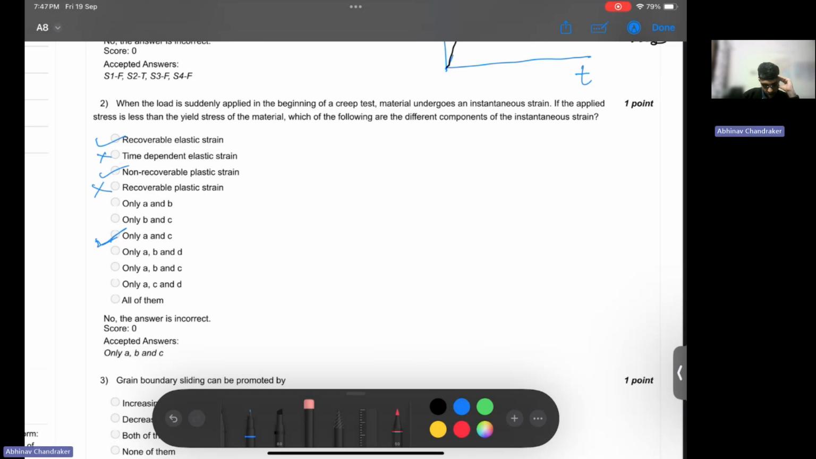It says B is also correct. Time dependent elastic strain. Maybe it's just that you are loading in the machine. It is a machine related characteristic that when you are loading it, it takes some time for the load to get applied or the strain to get measured. Very likely the strain measurement takes some time, so that can be called time dependent elastic strain. I'm not sure, but this is also a bit gray area, ambiguous.